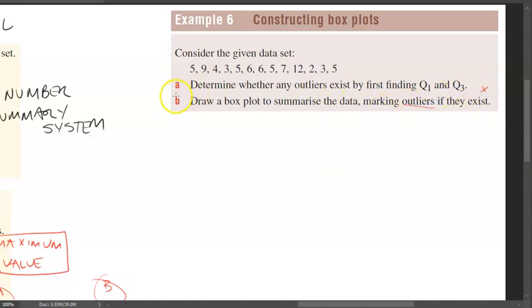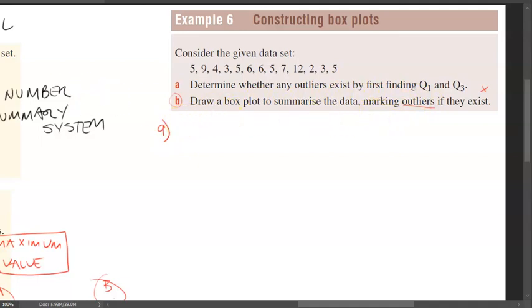Now for B, I'm not going to manually draw this. I'm actually just going to extract the answer straight from the textbook because it's in scale and it looks very, very neat. But for A, I will try to work this out by hand. I'm going to determine whether any outliers exist by first finding Q1 and Q3.